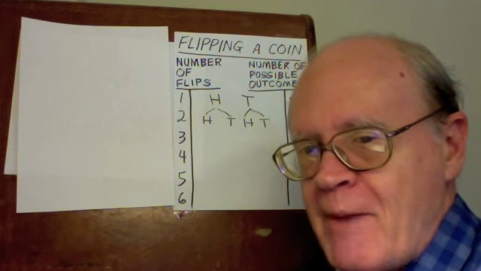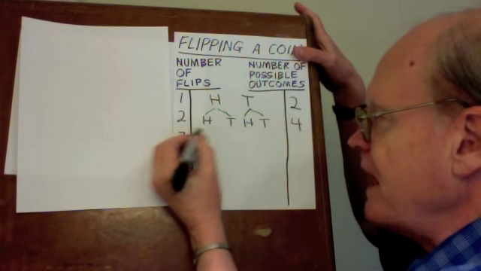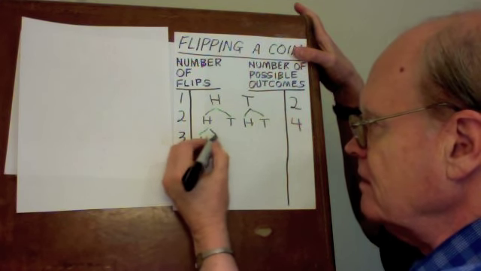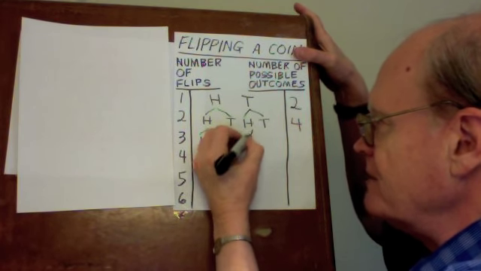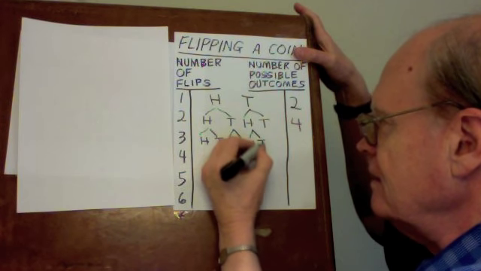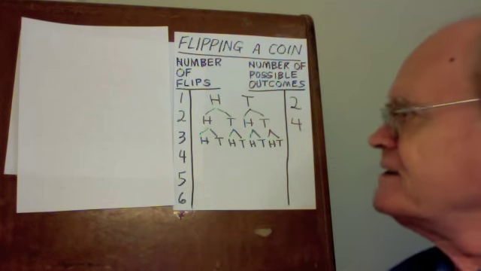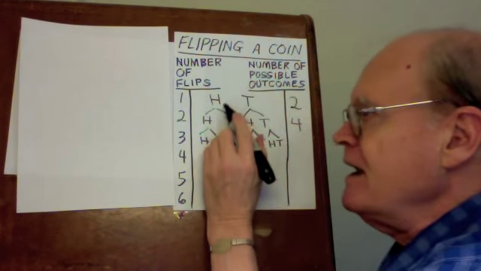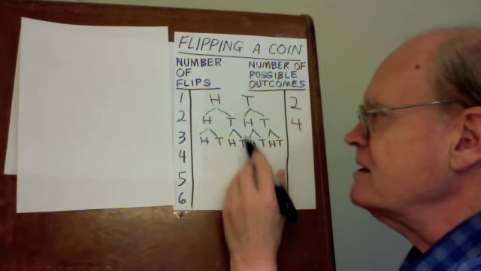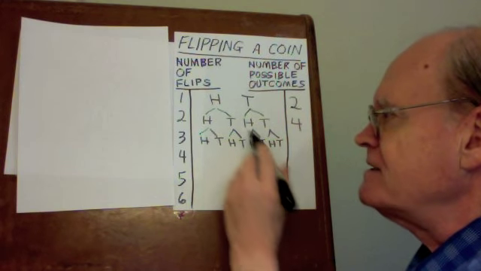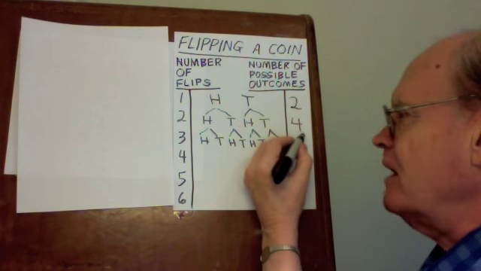If I flip it a third time, I can show the results by branching out from each of these outcomes. From this H, I'll put an H and a T. From this T, I'll put an H and a T. From this H, I'll put an H and a T. And from this T, I'll put an H and a T. And so with 3 consecutive flips, I can have these outcomes: heads, heads, heads; heads, heads, tails; heads, tails, heads; heads, tails, tails; tails, heads, heads; tails, heads, tails; tails, tails, heads; tails, tails, tails. That's 8 possible outcomes.